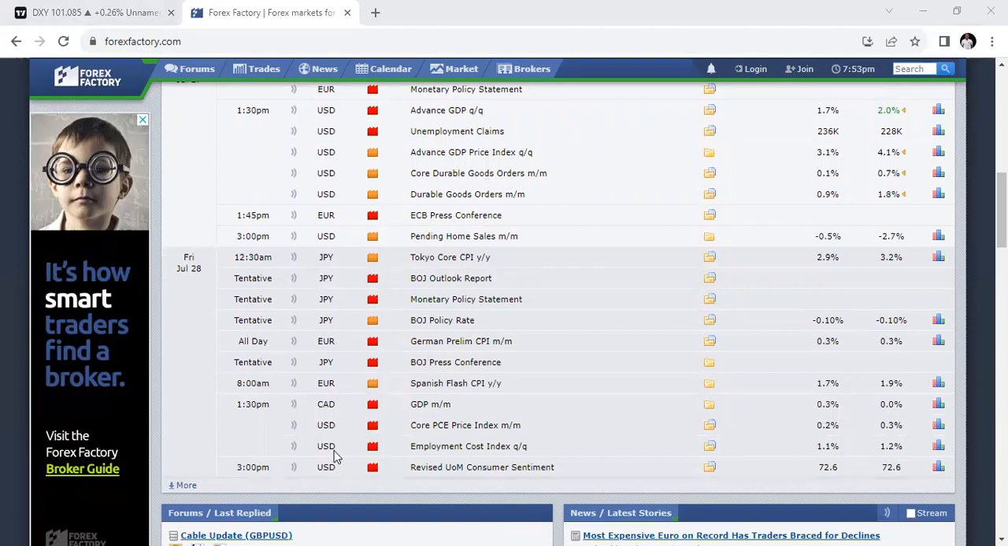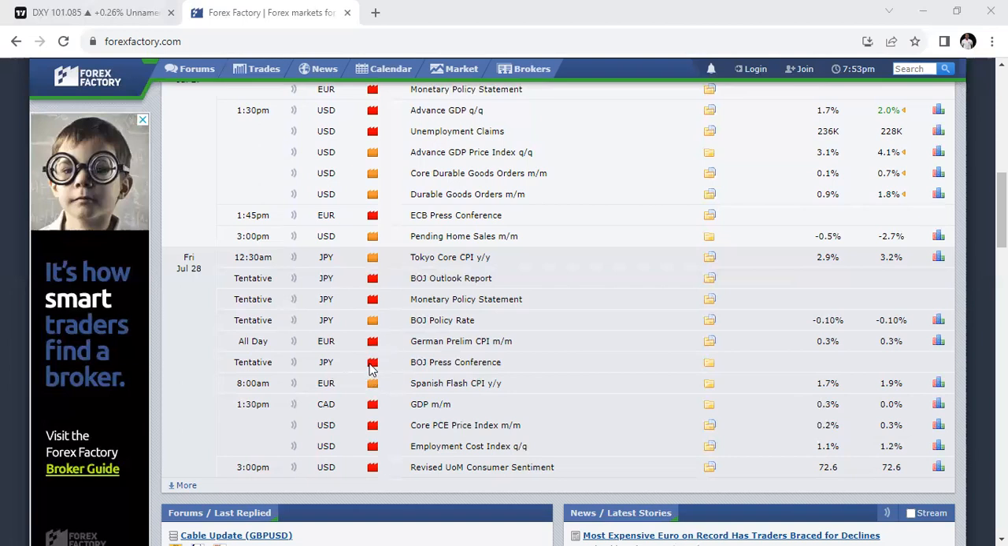Then same Friday, at 12:30, we'll have the Japanese yen, the Bank of Japan outlook report and then the monetary policy statement. So when you wake up on Friday, just look at the currencies having the Japanese yen. You will see a lot of long candles. The reason is because of this news. The Euro all day, and then the Japanese yen that will be followed.